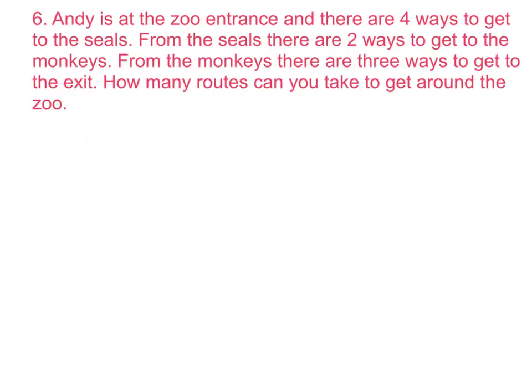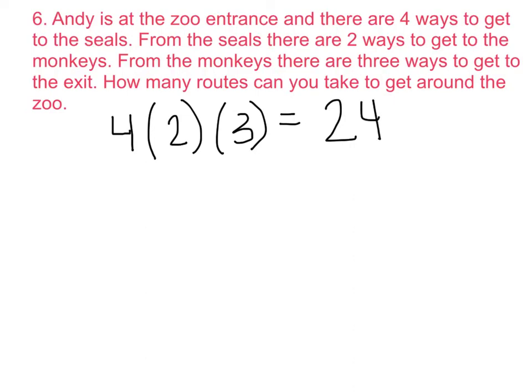The last one says, Andy is at the zoo entrance, and there are 4 ways to get to the seals. From the seals, there are 2 ways to get to the monkeys, and from the monkeys, there are 3 ways to get to the exit. How many routes can you take to get around the zoo? So this is just going to use our counting principle, saying that we can do 4 times 2 times 3 to figure out how many total combinations we're going to have. So 4 times 2 times 3 is 24 ways that you can get around the zoo.